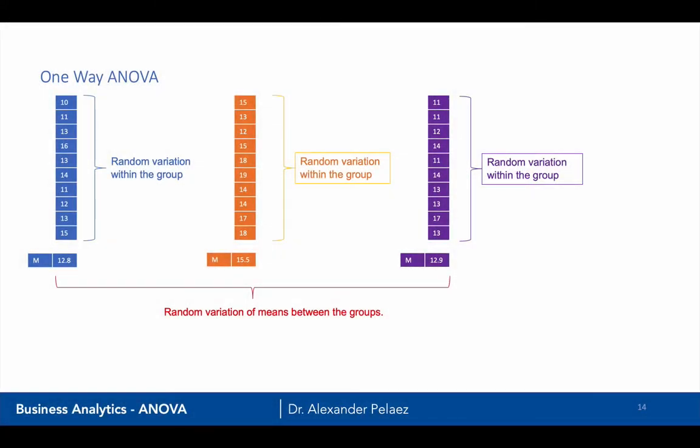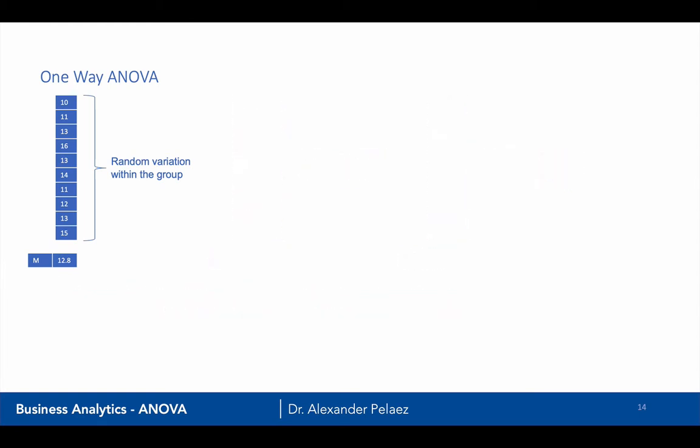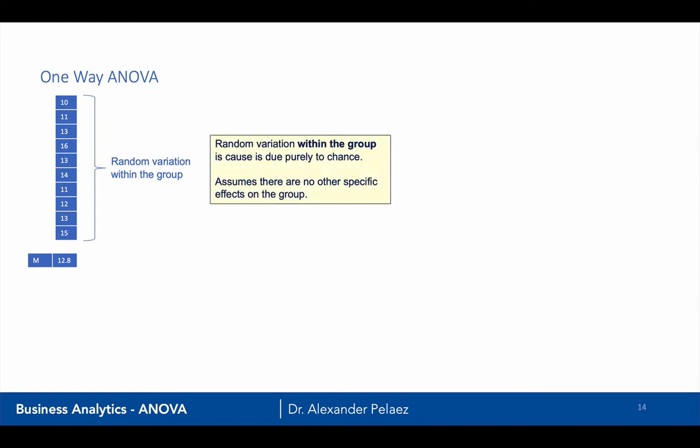So let's look at this graphically. Here we have our 3 groups. We're going to have random variation within each group. And this is caused purely by chance. It assumes that within that group, there was nothing else that was acting on that group that would affect their test scores.